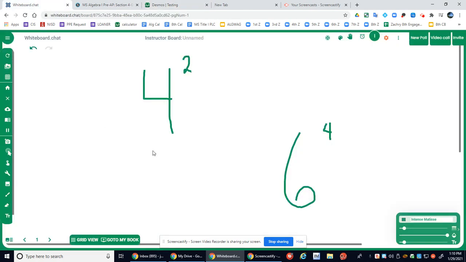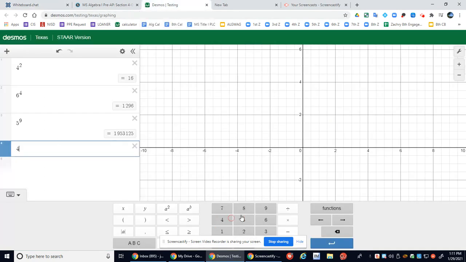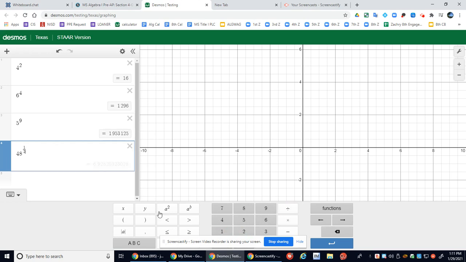Let's look at some ideas. If we had an exponent of a half. So now I have 48 to the power of a half. Let's see what happens with that. So I'm going to put in 48, a to the power of b, and now I want a half. So I can do 1 divided by 2. That gives me the half. And my answer is 6.92820323028. And I'm sure it carries on; that's just as many digits as the calculator will give me.